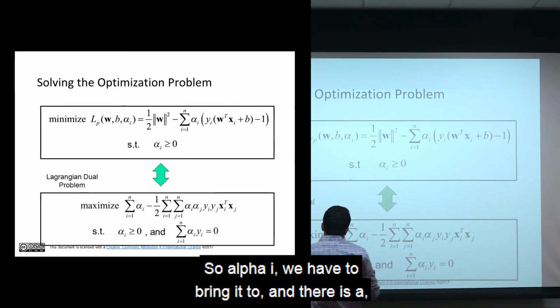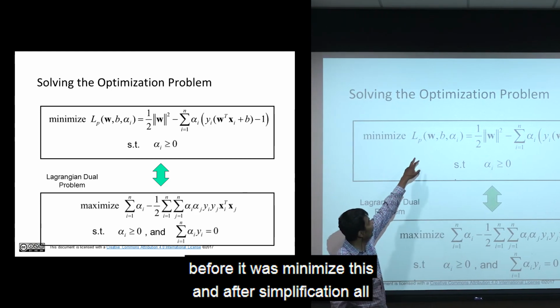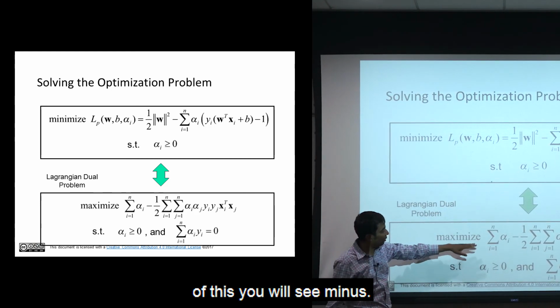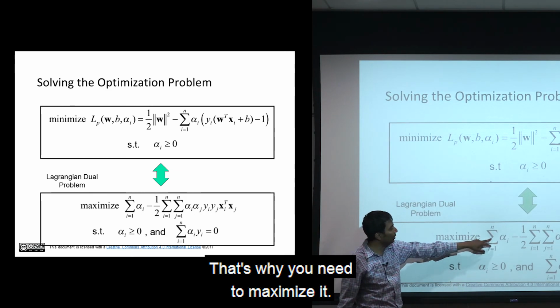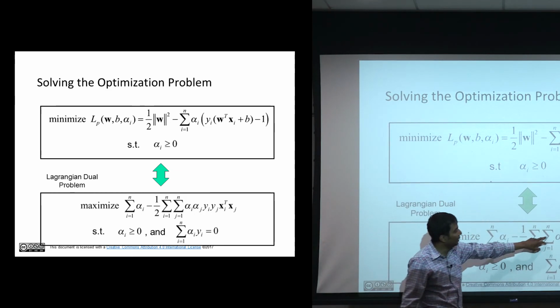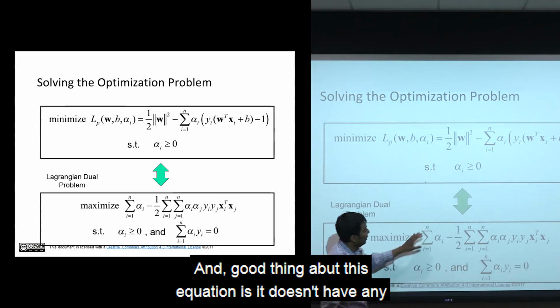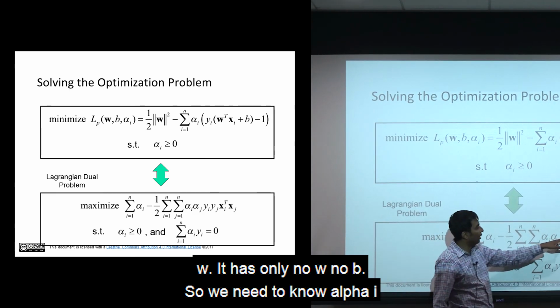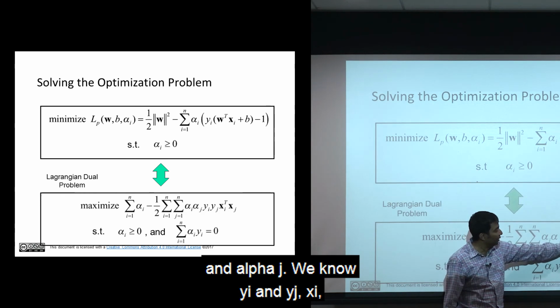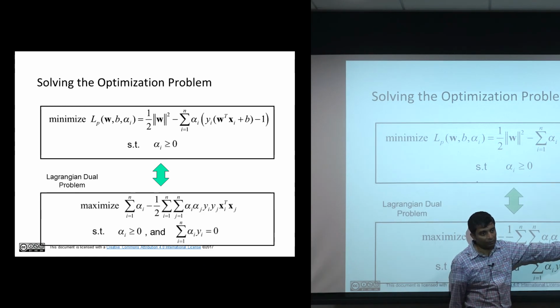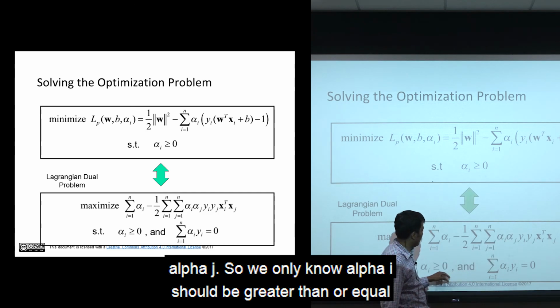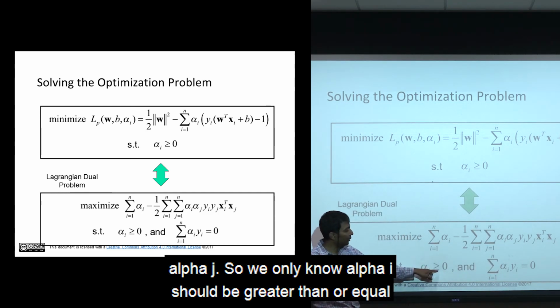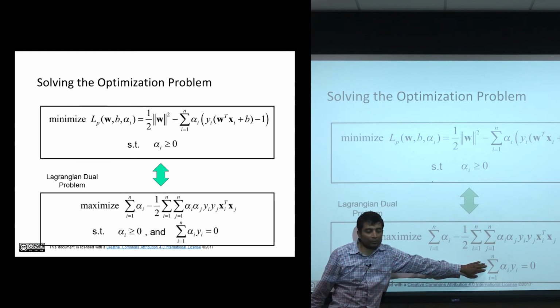Before it was a minimization, and after simplification you will see a minus sign. That's why we need to maximize it: the sum of alpha i minus this term. And the good thing about this equation is that it doesn't have any w or b. We need to find alpha i and alpha j. We know yi, yj, xi, xj, which are the training examples, but we don't know alpha i, alpha j. We only know alpha i should be greater than or equal to 0, and this is the condition that needs to be satisfied.